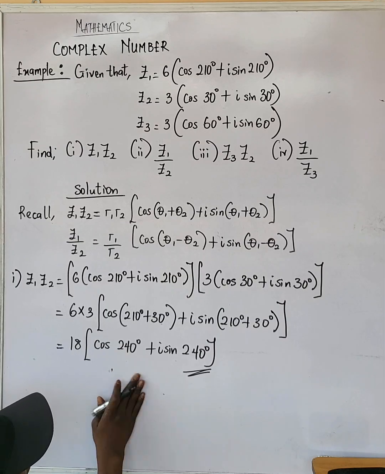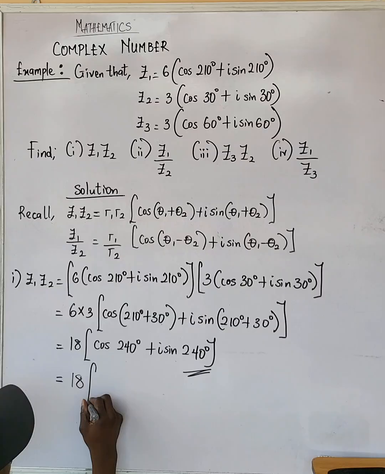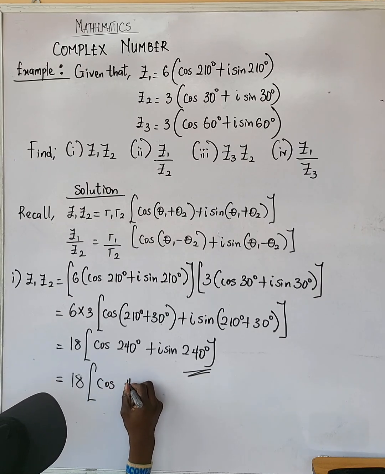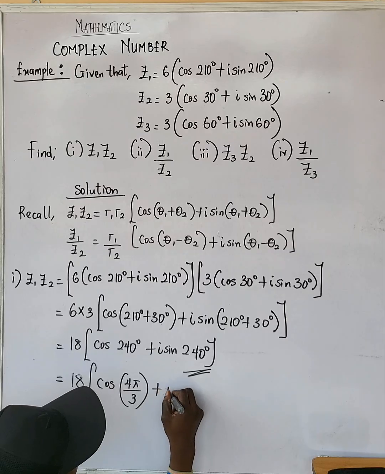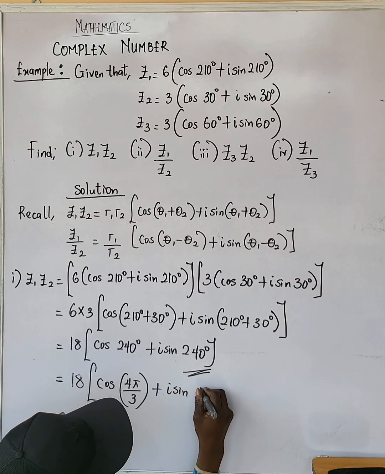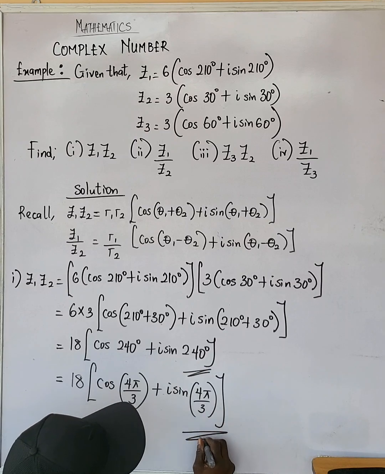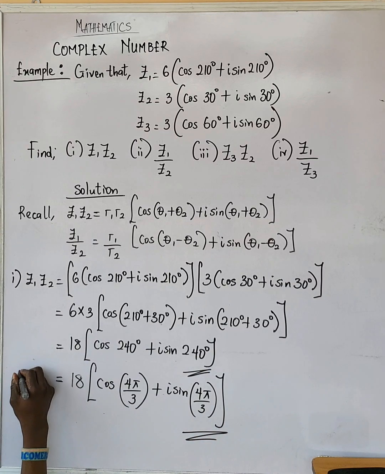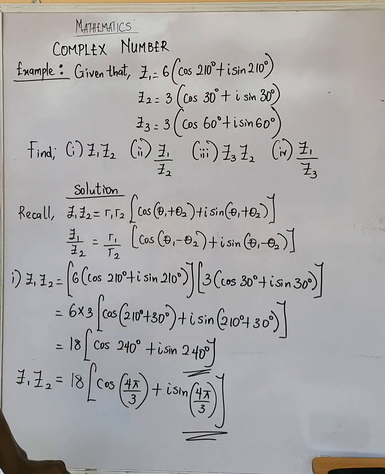So meaning that I can put my answer in the form of, let me leave my answer in the form of 18. Then that will be cos 4 pi over 3, then plus I sine 4 pi over 3. So I can choose to leave my answer like this. And that's how you get Z1, Z2. I hope you understand. So it's very, very simple.